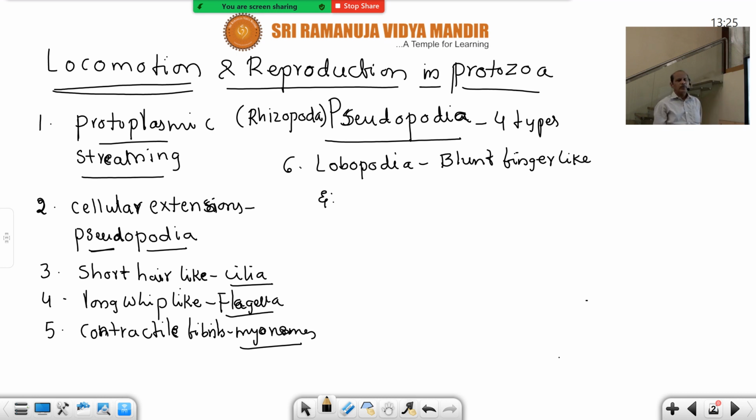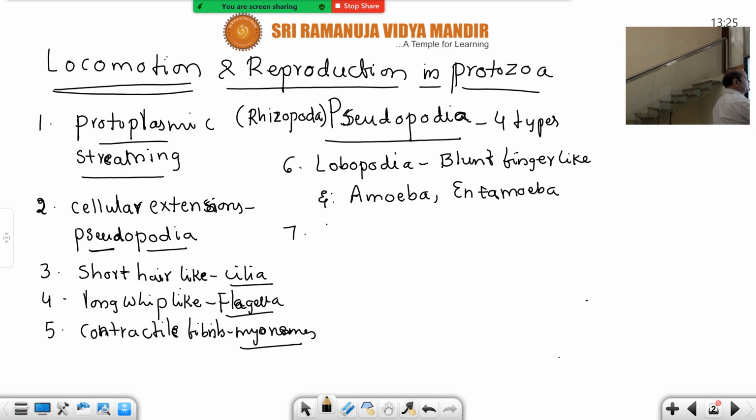Pseudopodia belong to which class of protozoa? Rhizopoda. Rhizo means root, podo means legs: root-like legs. That's why the class name is Rhizopoda. Examples: amoeba and another; two examples are generally given, but only amoeba you can write down. You need not worry about the second example. These are blunt finger-like pseudopodia, or lobopodia.